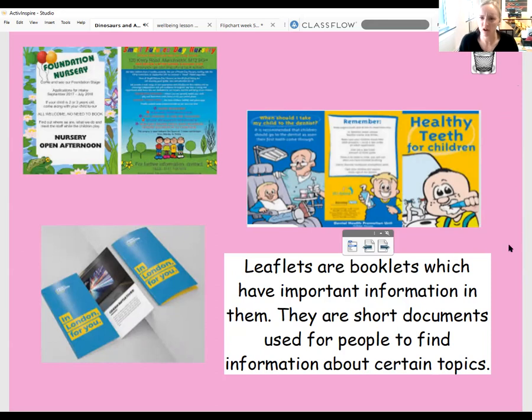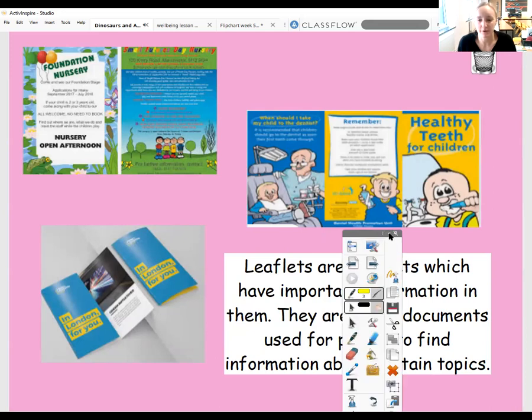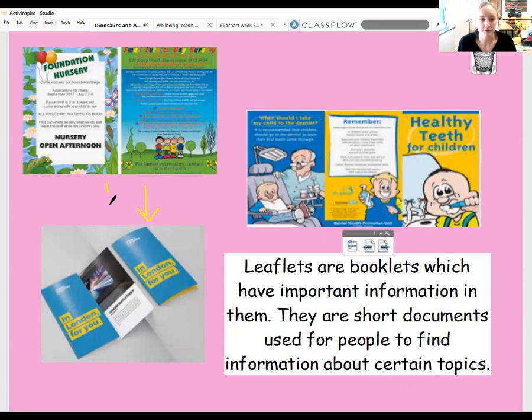And if you're thinking, what on earth is a leaflet, Miss Reed? I've put a few on the board to show you. So here you go. You should be able to see some different types of leaflets. And leaflets are little booklets that have important information in them. And you might have seen some when you've been on your days out to the farm or to the zoo or even in the supermarket.